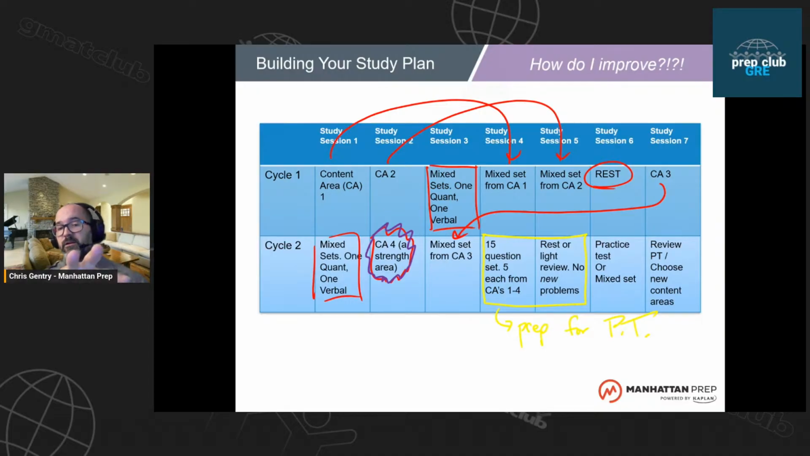But the idea is don't go into a practice test without preparing yourself for that practice test. Some mixed questions, some light review, and then a practice test. And then the cycle begins again. You review that practice test to choose new content areas, or if you didn't take a new practice test and you already have some content areas, you grab some new content areas. This is how we do it.